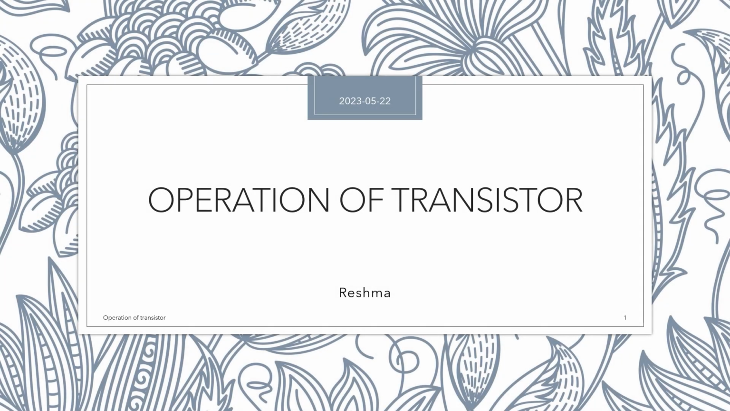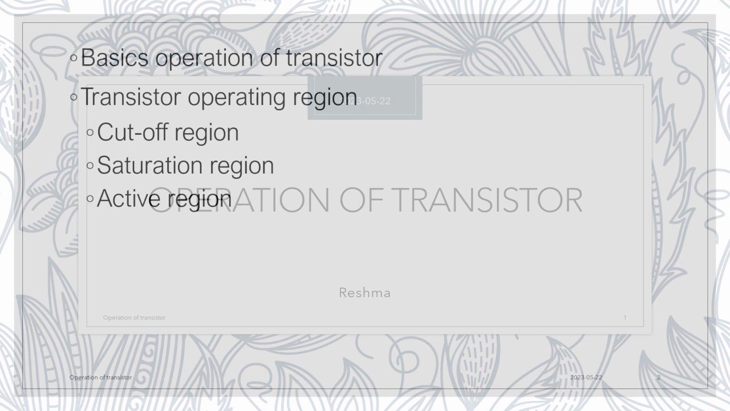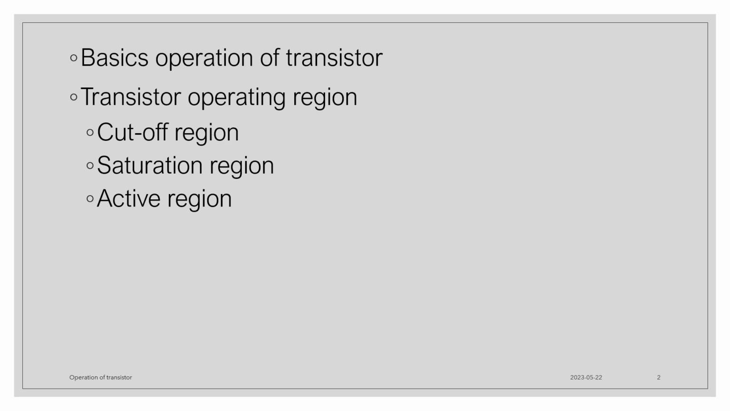Let's say a transistor is a resistor whose resistance can be varied by changing its base current. In this video today, we will see how a transistor works and more. Welcome, I'm Reshma and today we will talk about transistors. The main topics will be basic operation of transistor, transistor operating in the cutoff region, saturation region and the active region.